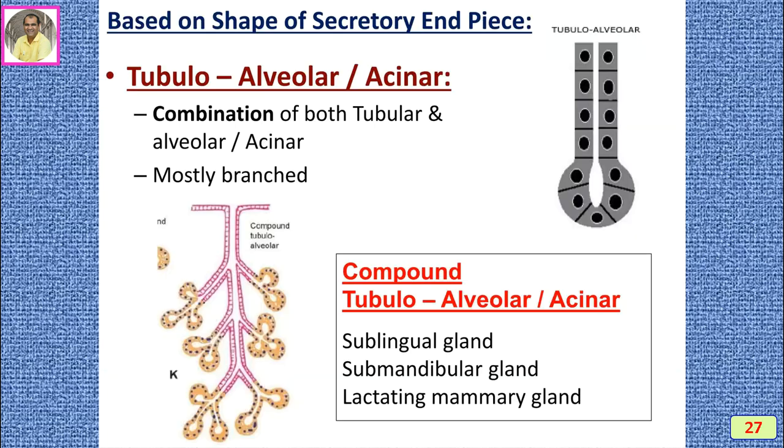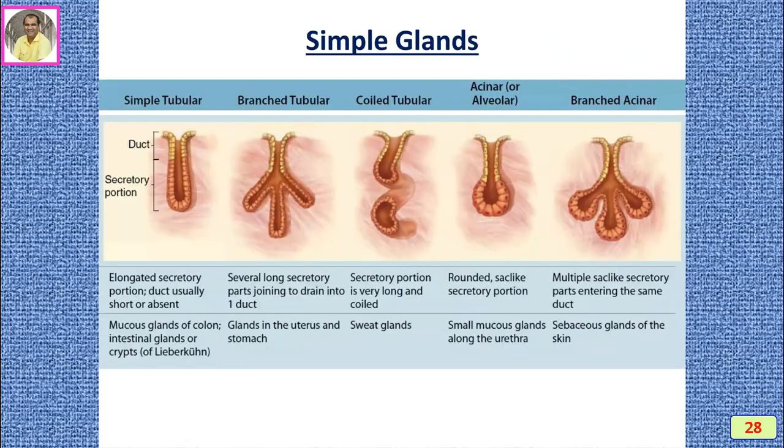So, lactating or mammary glands, not the mandibular. And here you can see the varieties of simple tubular cells are elongated secretory portion, and mucous glands of the colon are simple tubular cells, and also the branched tubular cells are present in the glands in the uterus and also in the stomach. And the coiled tubular cells, sweat glands, is the best example, because half of the structure of these glands will be hidden inside the skin and remaining outside.